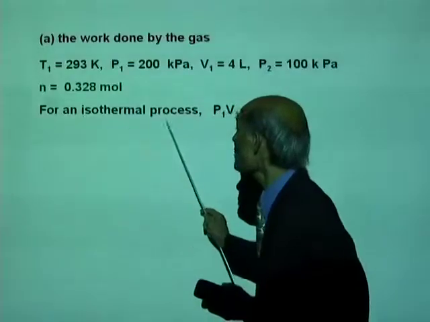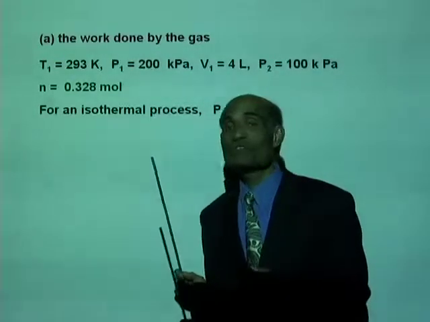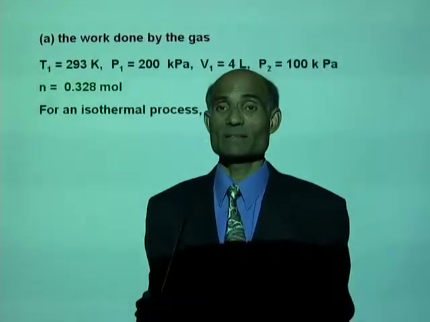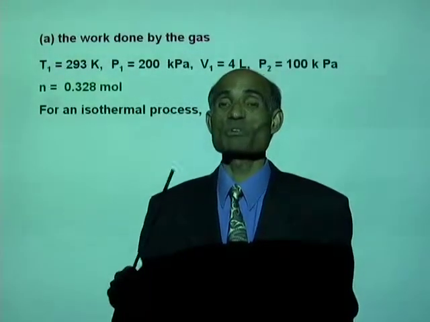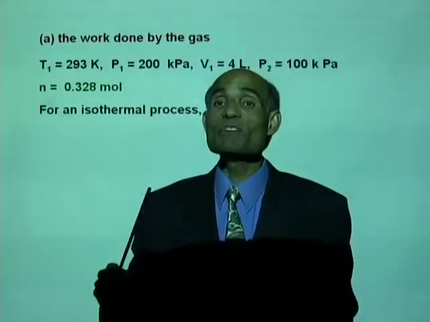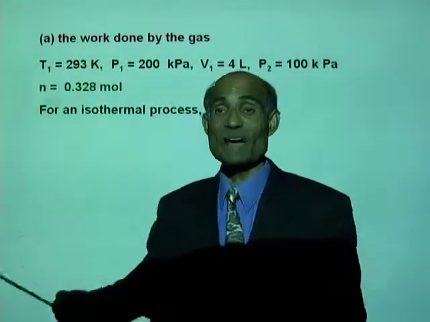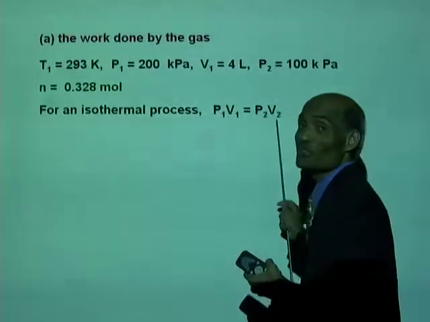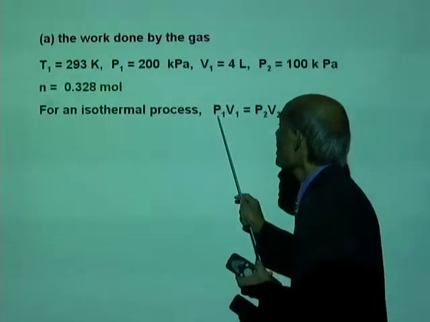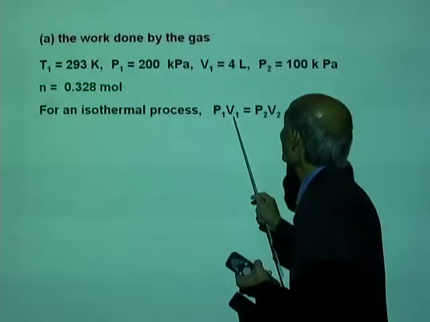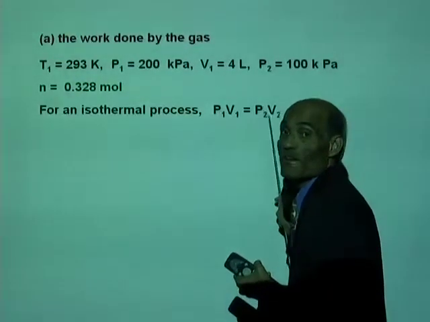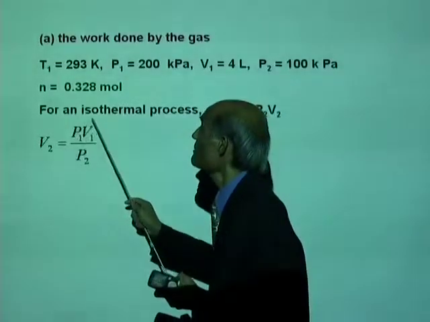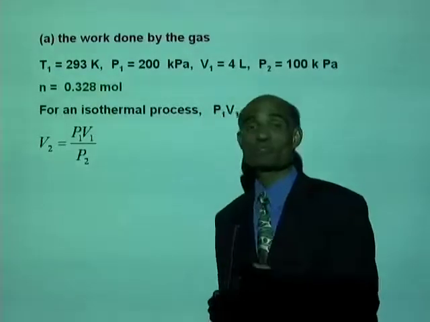For an isothermal process, what is the equation for an isothermal process? I'm going to cover that with my head. What is the equation for an isothermal process? PV is a constant. What does that mean? It means P1 V1 equal to P2 V2. Well, we know P1, we know V1, we know P2, therefore we can find V2. So V2 is P1 V1 divided by P2.